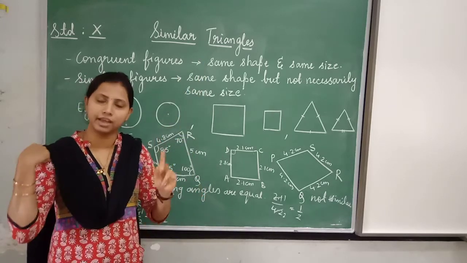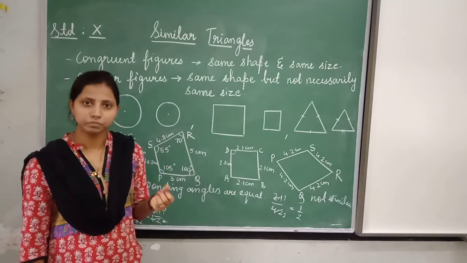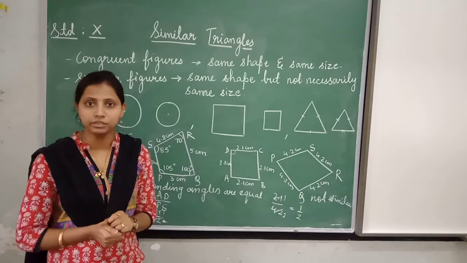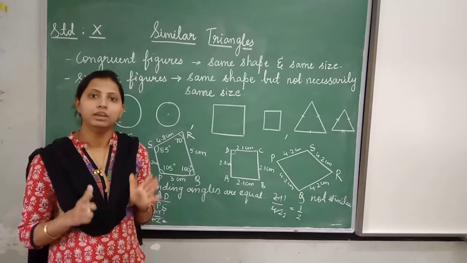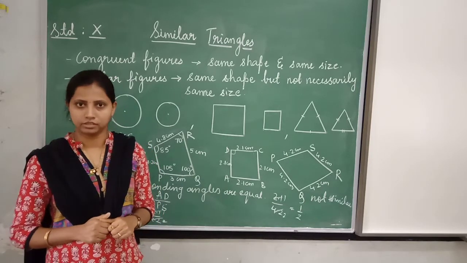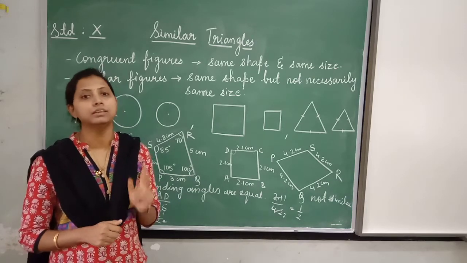Okay, when are two triangles said to be similar to each other? Last year we learned the criteria for congruency of two triangles. In the same way, this year we are going to learn the criteria for similarity of triangles. What are the different criteria for two triangles to be similar?